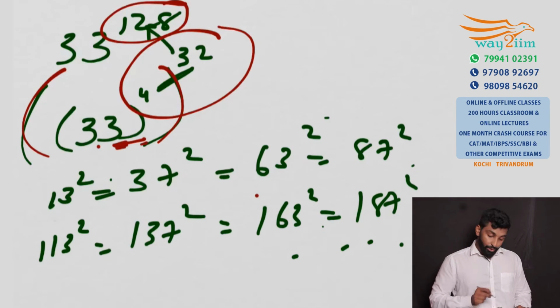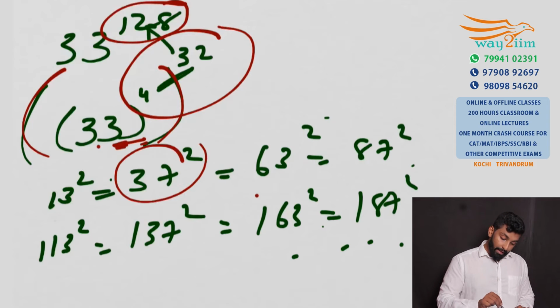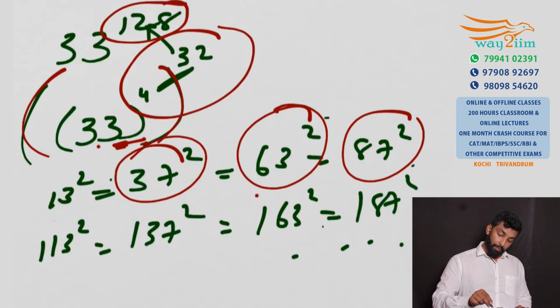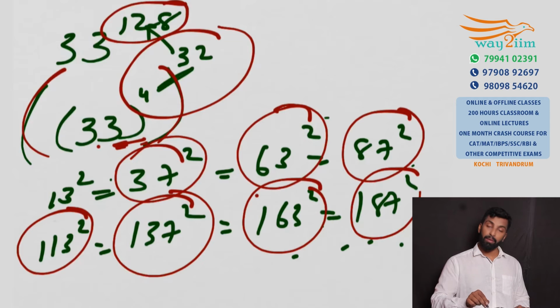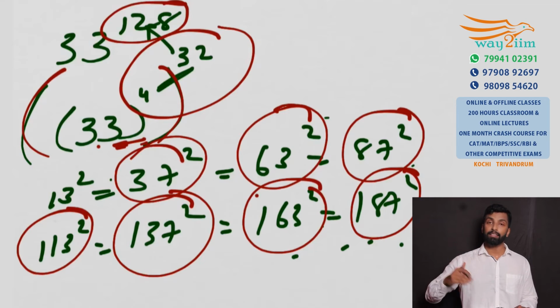It will go on like that. So what is this 37? 37 is 50 minus 13, 50 plus 13. 100 minus 13, 100 plus 13. 150 minus 13, 150 plus 13. 200 minus 13, 200 plus 13. And it is going on like that.